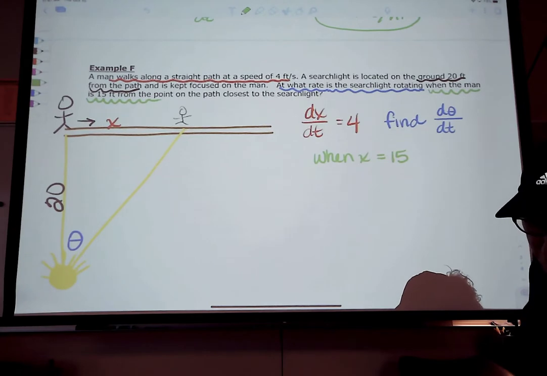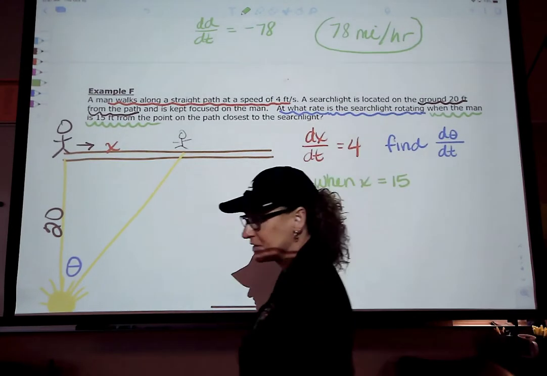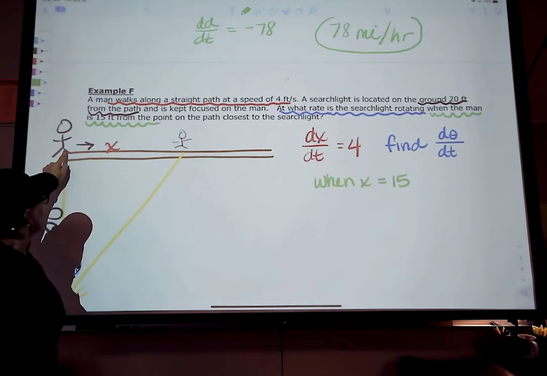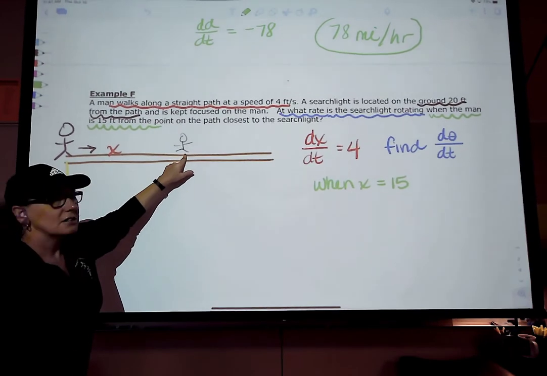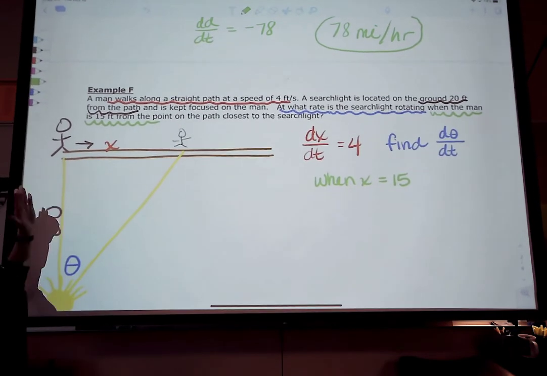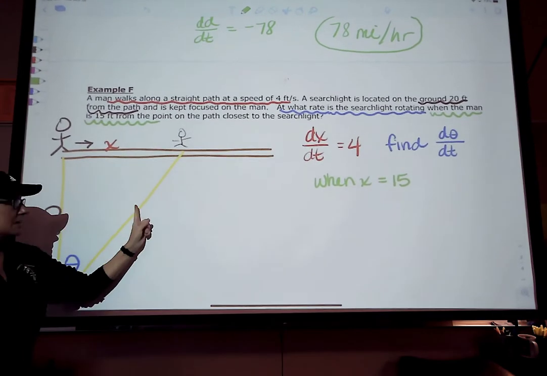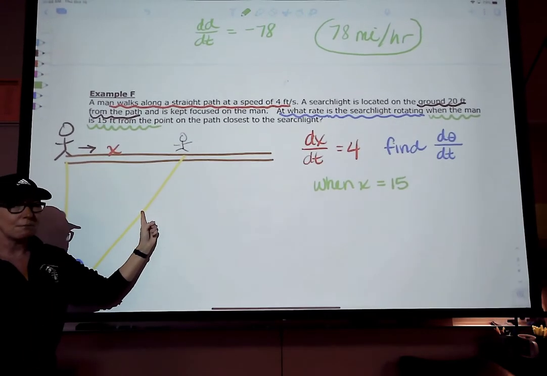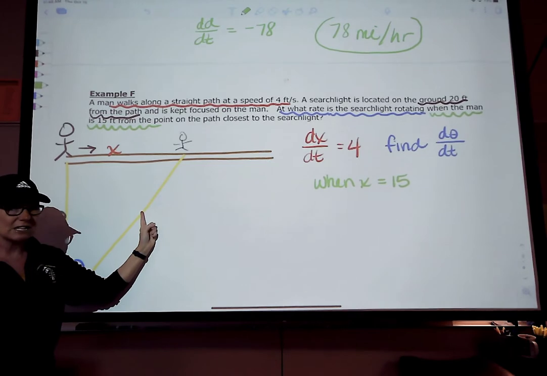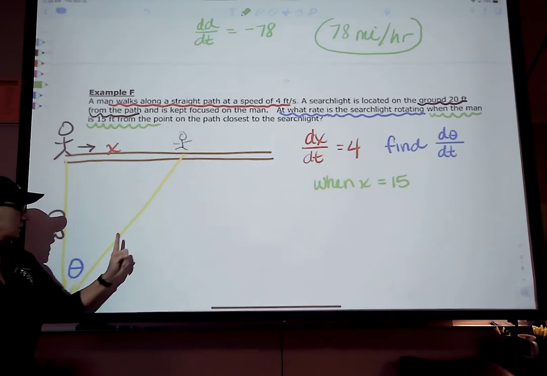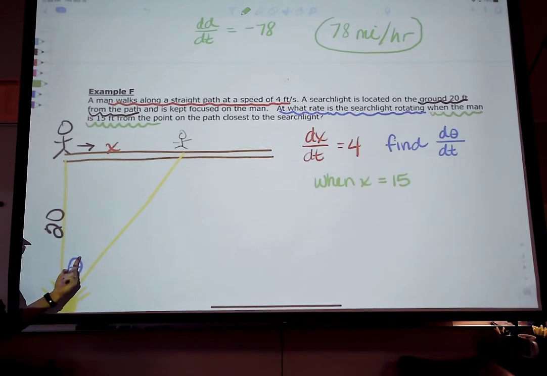Now, a couple things to point out. This length right here is changing. This length is not changing. This length is changing, but it's never mentioned. It's kind of irrelevant. This angle is changing.